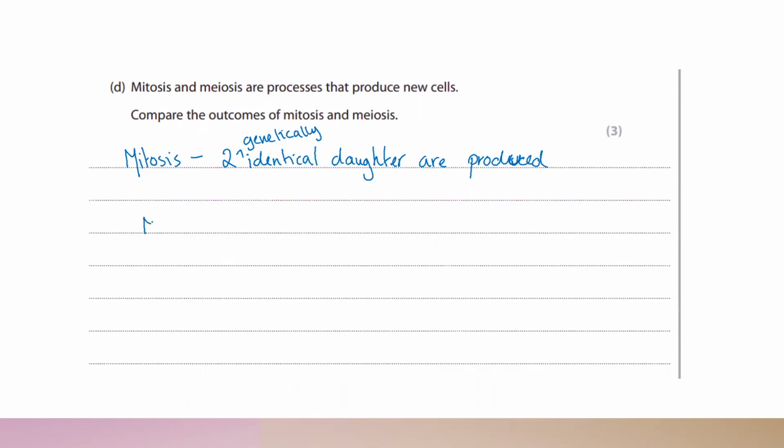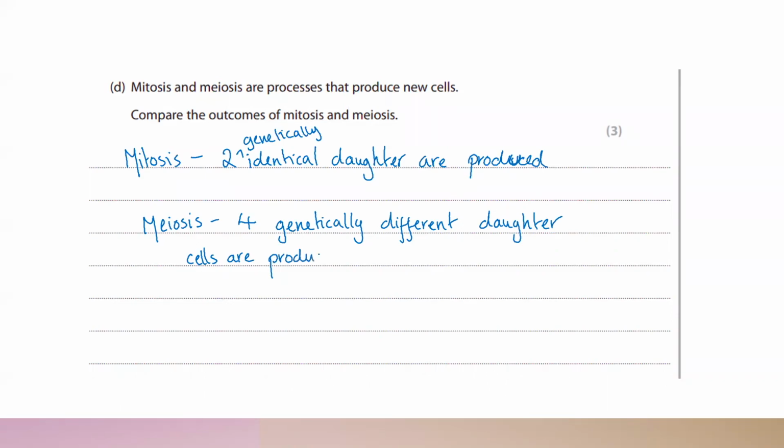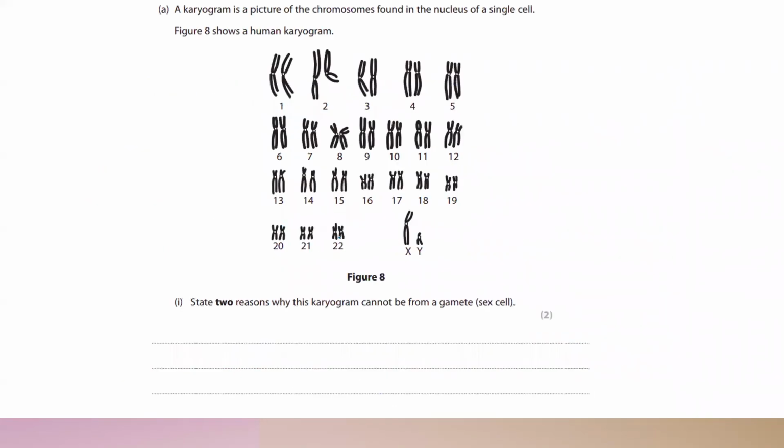Okay, meiosis. 4 genetically different daughter cells are produced. Okay, that gives us 3 marks.